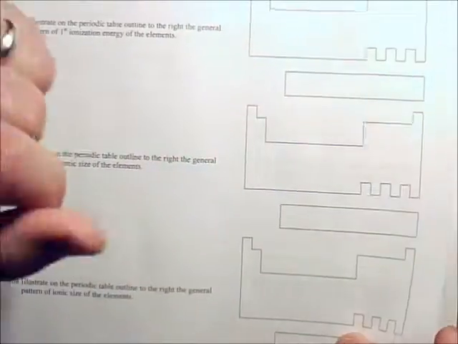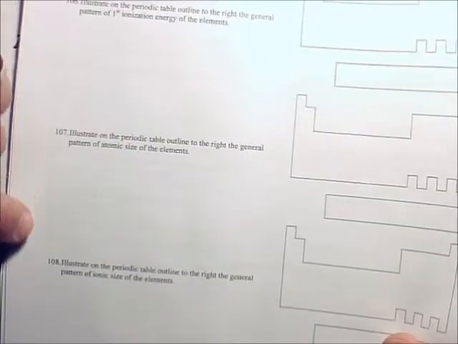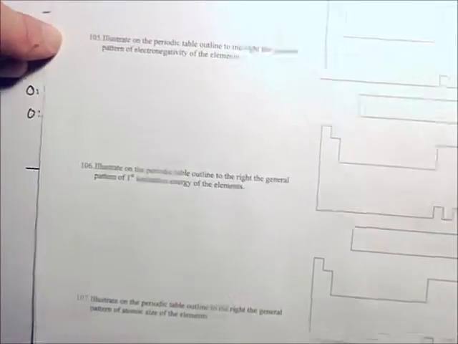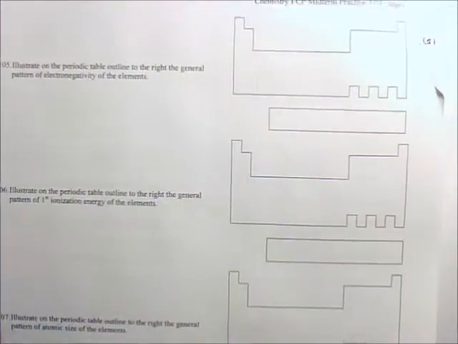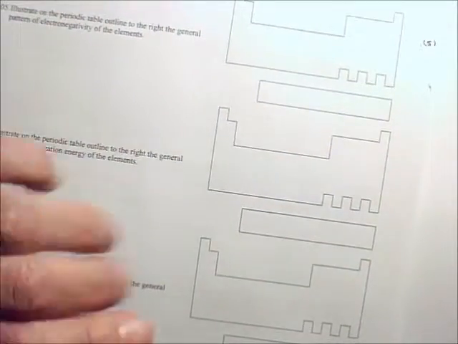Since I told you could answer, was it 105 through 108 on this sheet, then I'm going to use this sheet to answer it, okay? You already have this outline of the periodic table here for all of these questions.